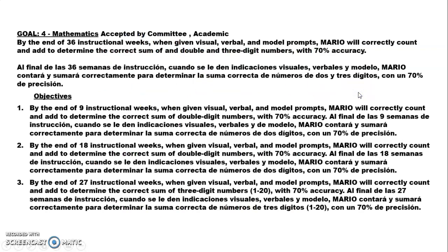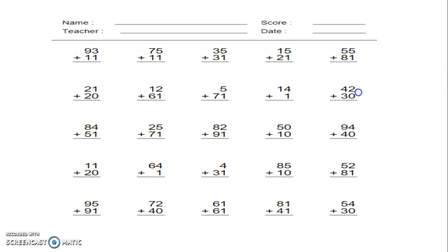Okay, now the second one is you're going to be adding using double digits for goal number 4. So here is the worksheet. Number 1, 93 plus 11. 9 plus 1 is 4. 9 plus 1 is 10. So your answer is 104.